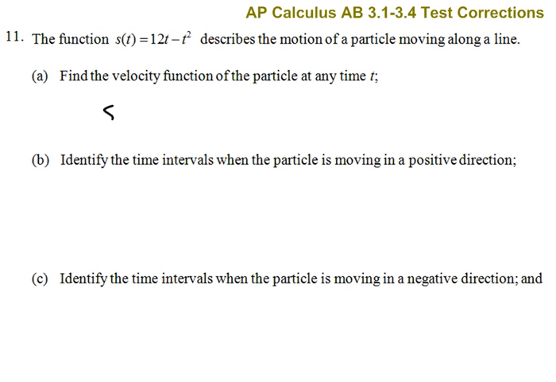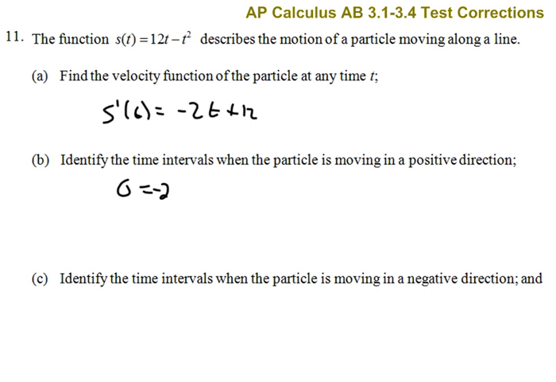Okay, here we go. So s prime of t would just give us -2t plus 12. Okay, so I just took the derivative of this, and that's it. That's the velocity at any point on this curve right here. Now identify the intervals when the particle is moving in a positive direction. Okay, well, let's actually find out where it changes, and then we can go from there. So let's find the critical points.